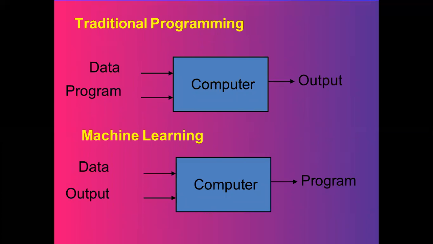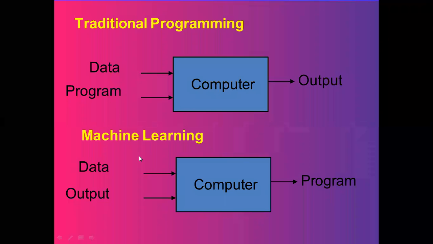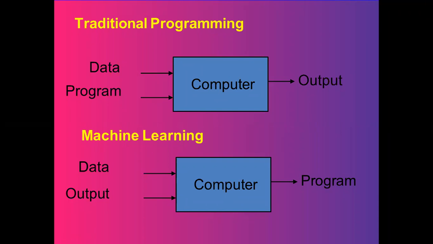The next part is traditional programming versus machine learning. In this diagram, this is the traditional programming approach. We have data and we have a program. We run the data and program on the computer and we get the output. This is the traditional way of programming. But in machine learning, we have the data and we know what the output is, and what we get through machine learning is the program. This is the difference between traditional programming and machine learning.